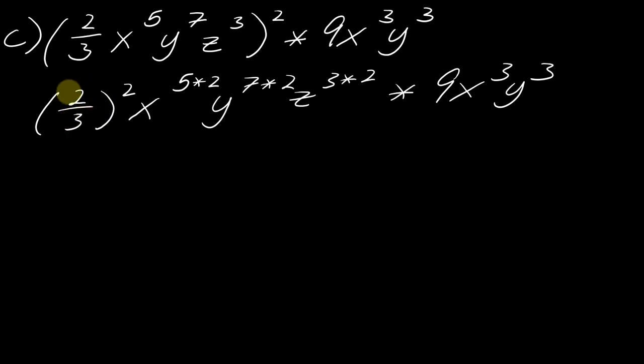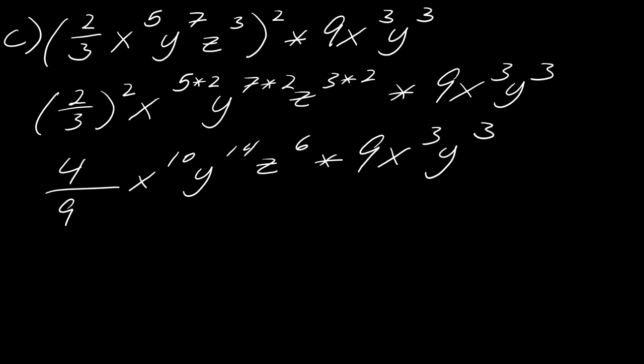So to evaluate this part here, we're just going to square the top and bottom. So 2 squared is 4, 3 squared is 9. So remember, it's 2 times 2 and 3 times 3. Okay, now the rest of this is going to be x to the 10th, y to the 14th, z to the 6th.